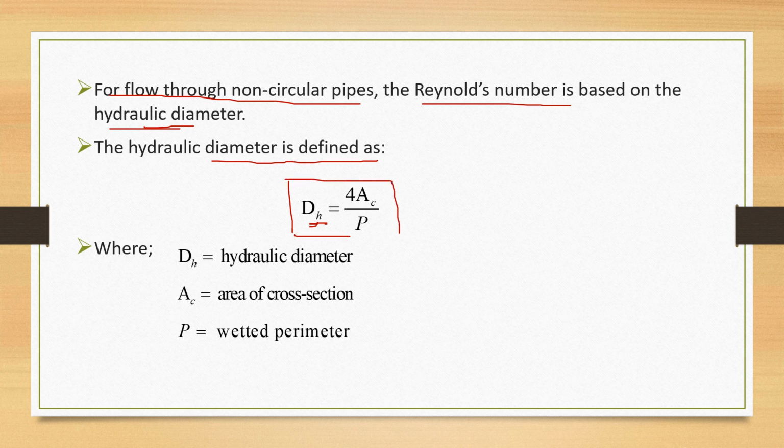Now this is the area of cross section Ac and this is the weighted perimeter. The question is, what is this weighted perimeter? Let me take an example here. Suppose this is a square duct, and the flow is going in this direction. This is the frontal view. And suppose the pipe is fully filled with liquid.